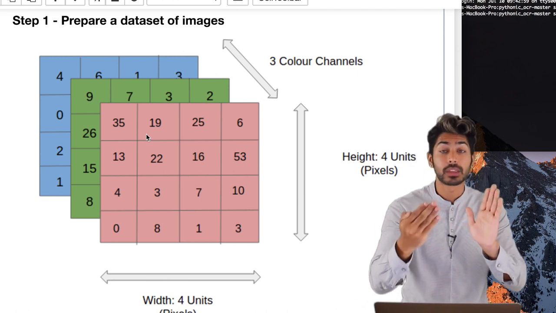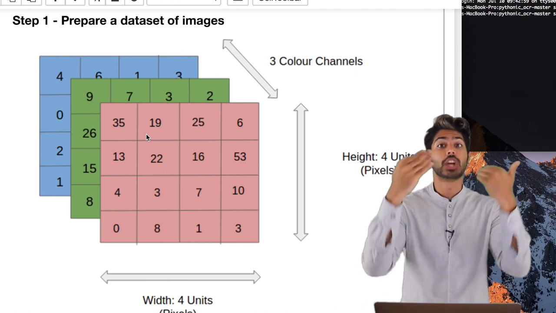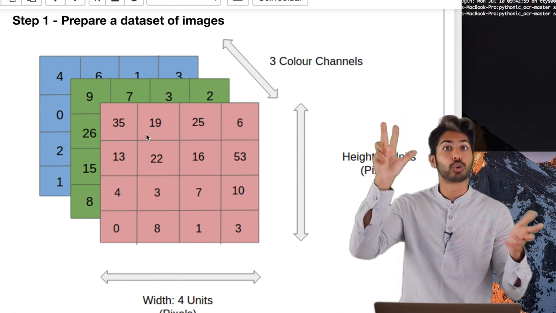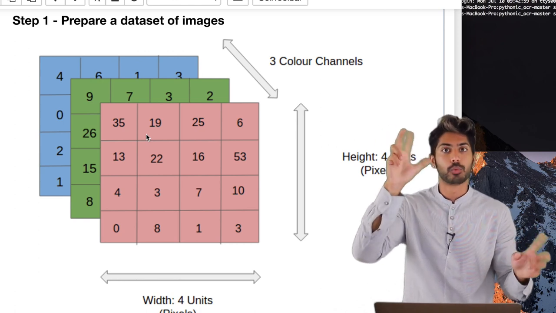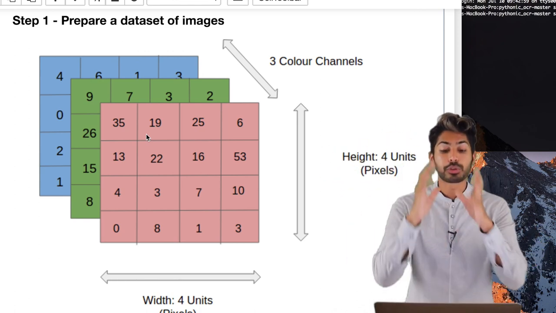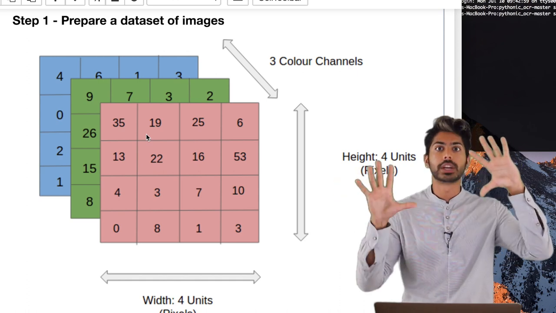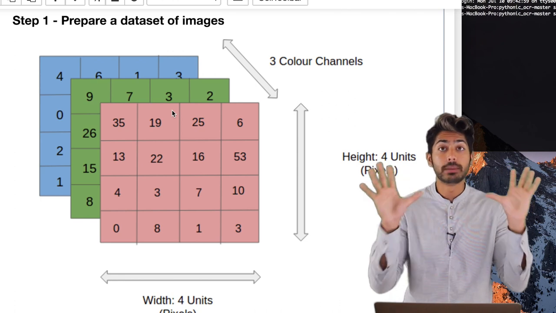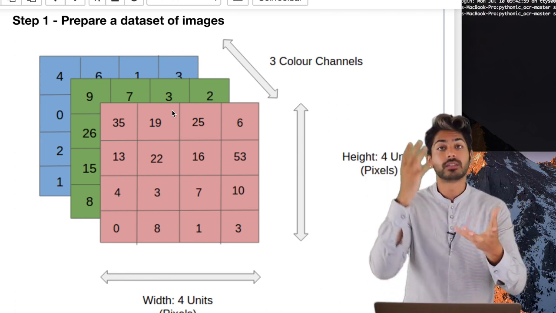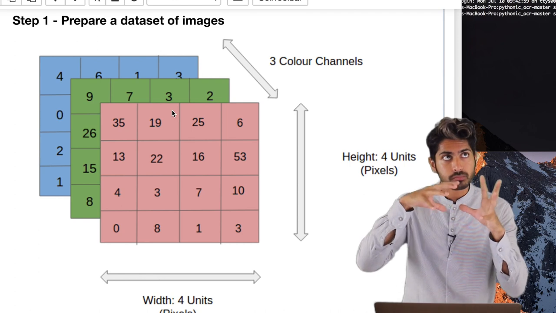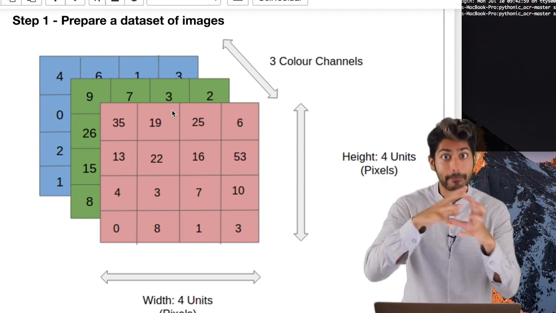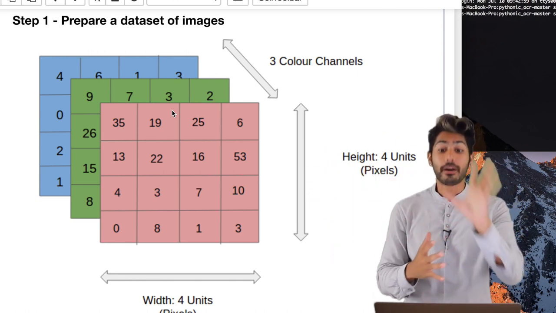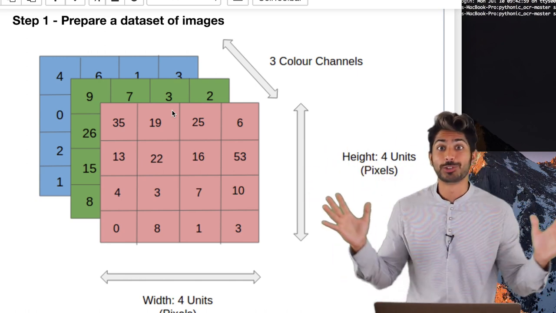So wait, what is the depth? The depth represents the channels. And there are three channels for images: red, green, and blue. Unless you're talking about grayscale, then there's black and white. But we're talking about color images, okay? So there are three channels, and you have these dimensions for each of the channels. So the values in each of these 2D matrices, and there are three of them, represent the amount of redness or the amount of greenness or the amount of blueness between 0 and 255. So in terms of convolutional nets, we think of images as three-dimensional pixels.